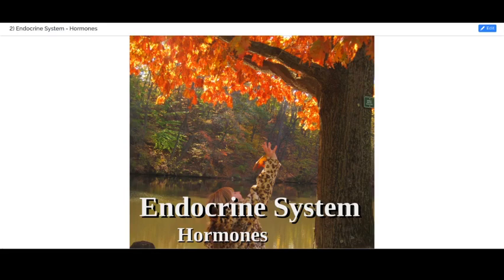In this section on the endocrine system chapter, we're going to be looking at hormones. We'll consider how to classify them, their chemical natures, how they travel through the bloodstream, and how they interact with target tissues and interact with the receptor systems.